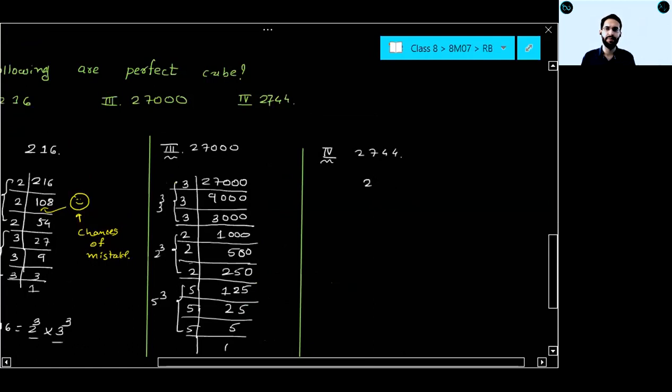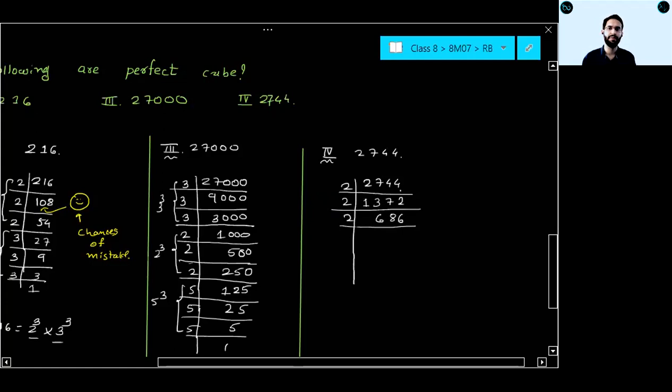Yes, Nishka, tell me. So first we should divide by 2, sir. Okay, so we will get 1372. 13 twos are 26, 7 twos are 14, 2 twos are 4. Next, we should divide by 2 only, sir. We will get 686. 6 twos are 12, 8 twos are 16, 6 twos are 12. Next, then by 2 only, sir.